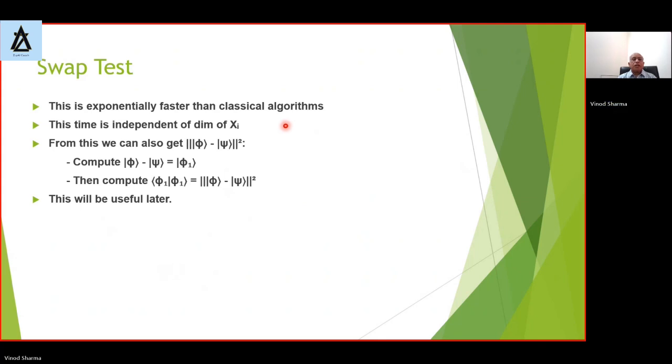From this algorithm, we can also compute the difference of the norm between these vectors and take the mod square. How we can do that is, you want to find this quantity. So compute this, which can be done classically, and call it phi1, and then compute the inner product squared of that from the swap test that we have given above. And that's how you get this. So computing this, the difference of the inner product norm, will be useful to us in later algorithms that we are going to be using.